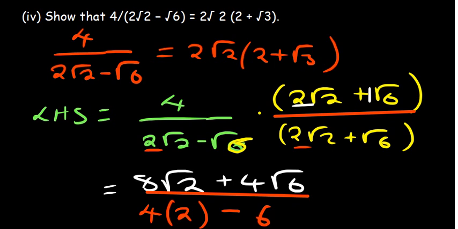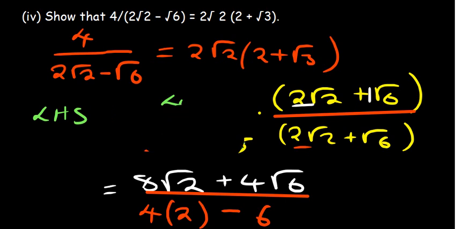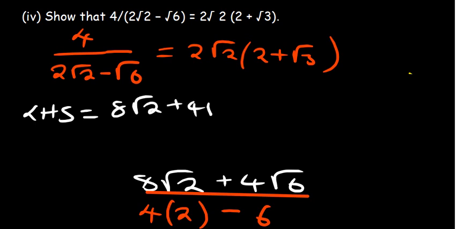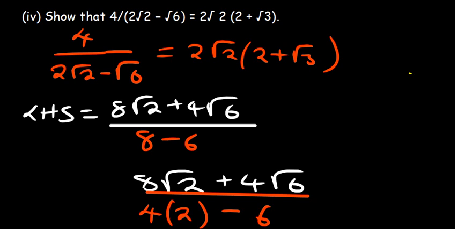Okay, so at this stage what do we have? I can erase that to simplify it and continue from there. Now at this stage we can say our left hand side is equivalent to 8 root of 2 plus 4 root of 6 divided by what? So 4 by 2 is 8, so minus 6, it's a 2.